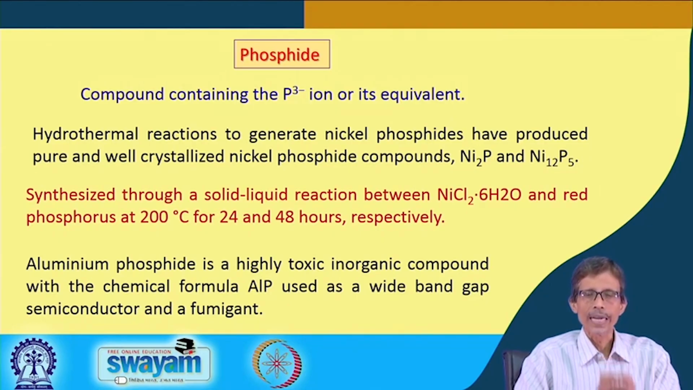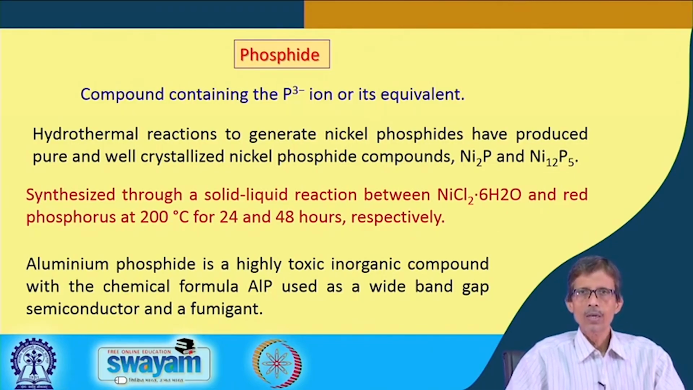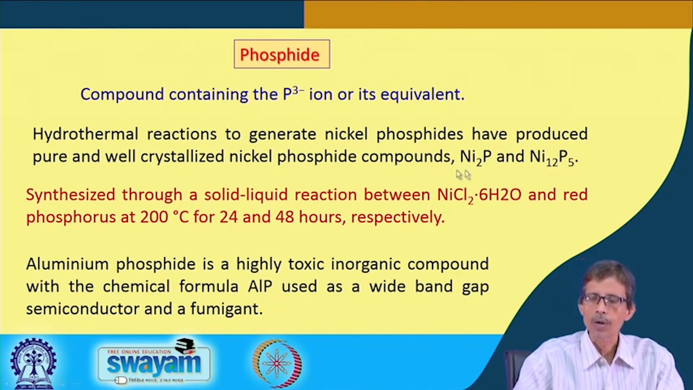So for getting your nickel phosphide, we can take the same procedure. The only thing is that your reaction vessel is different. It is an autoclave type of thing. So an autoclave reaction chamber is there, and you have the corresponding acid medium if it is required, then the metal ion salt and the phosphorus source. We get pure and well crystallized nickel phosphide compounds. These are two examples, and we can have a large number of compounds.